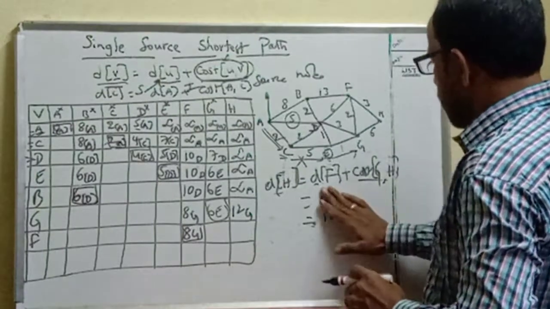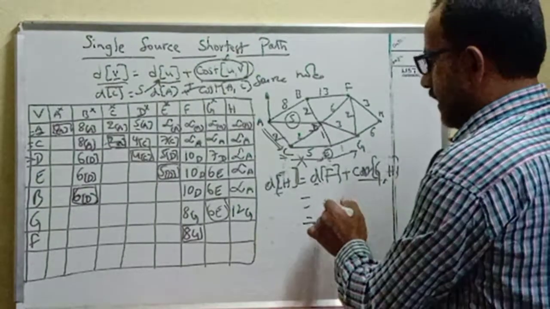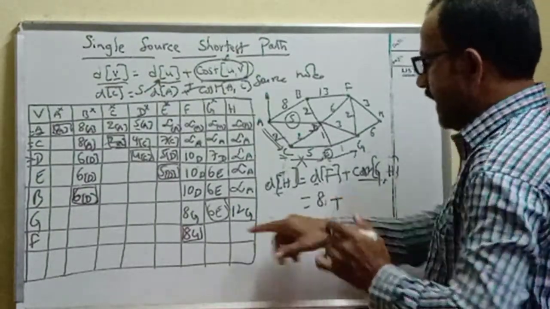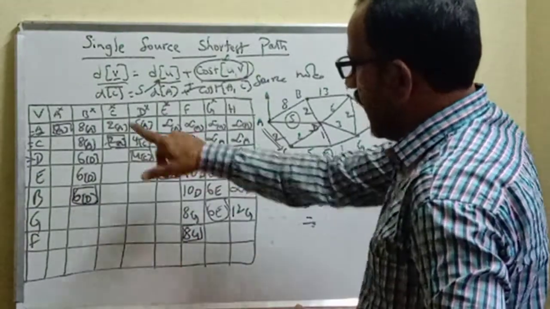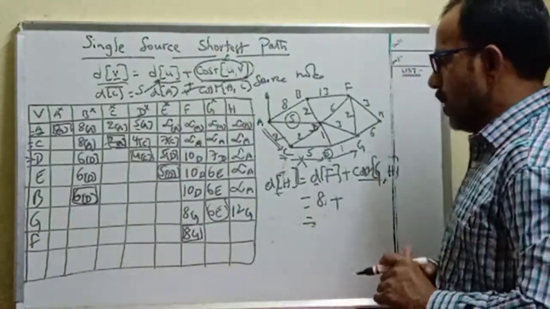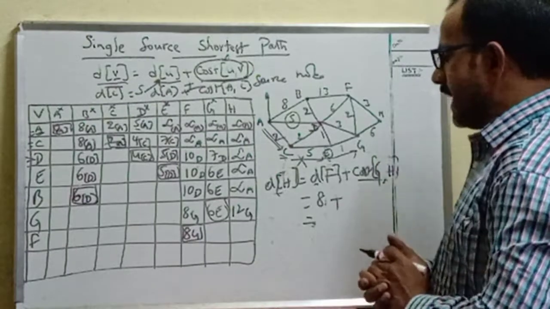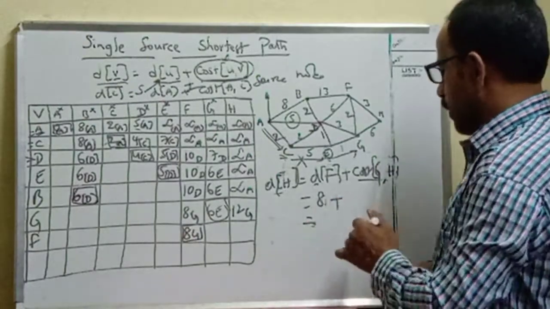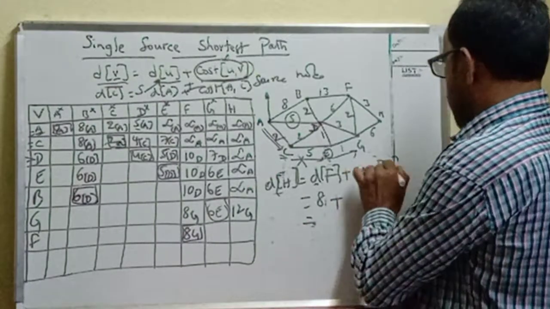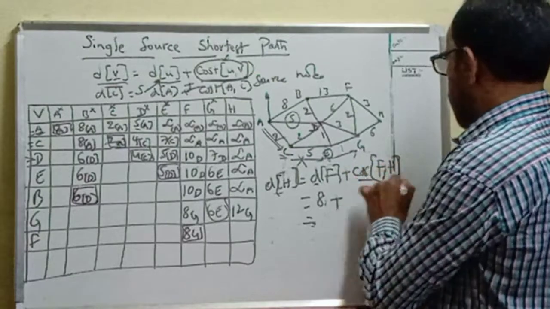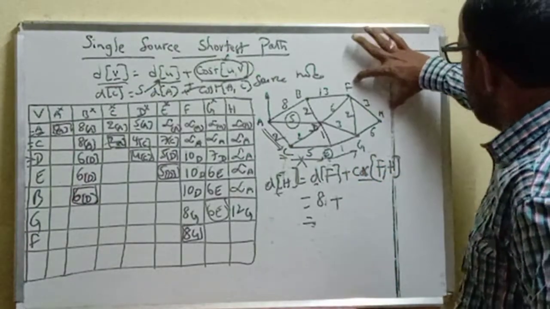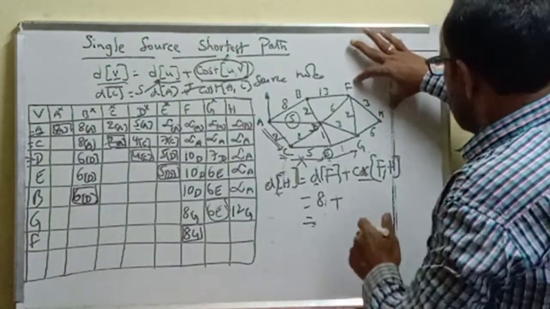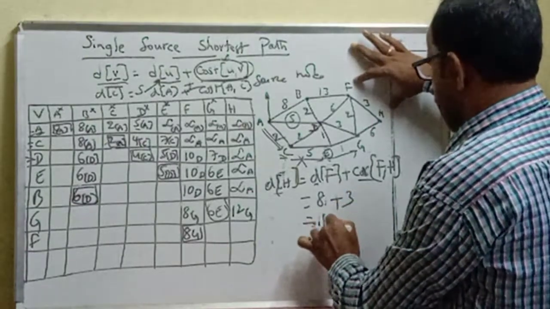So what is the distance of F now? The distance of F is 8 units. This 8 is the shortest distance from source node A to destination node F. Now F is treated as the intermediate node for filling this row. So cost of F comma H. Is there any edge between F and H? Yes, there is an edge between F and H. That F and H edge cost is 3 units, then 11.